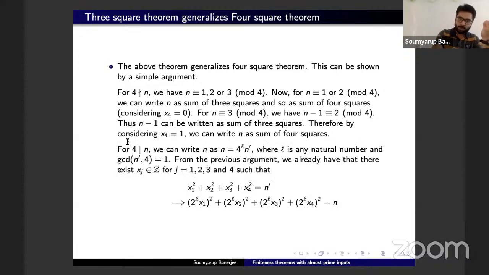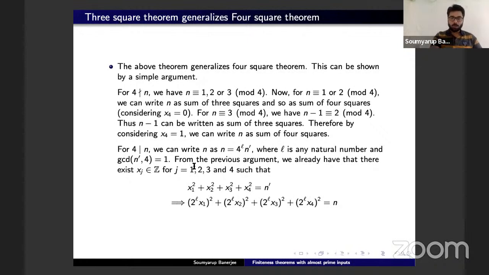Now let us consider the case of 4 dividing n. In that case, let n equal 4 to the power l times n prime, where l is a positive integer, and suppose the GCD of n prime and 4 is equal to 1. You can consider that, right? Any number which is divisible by 4 can be written in this way.